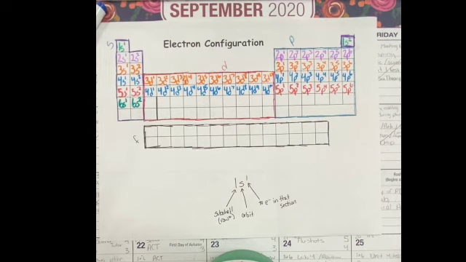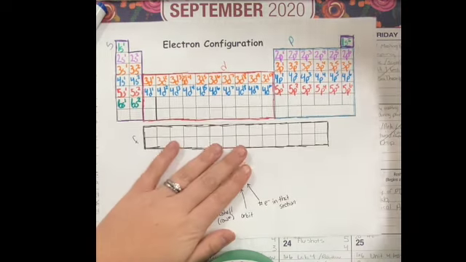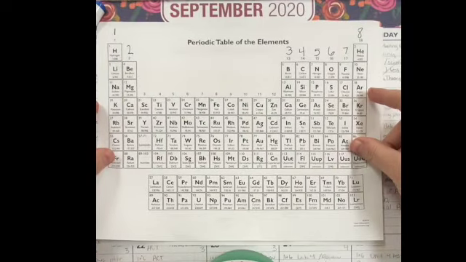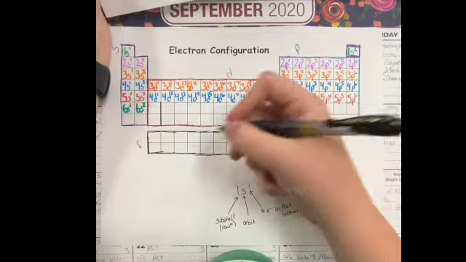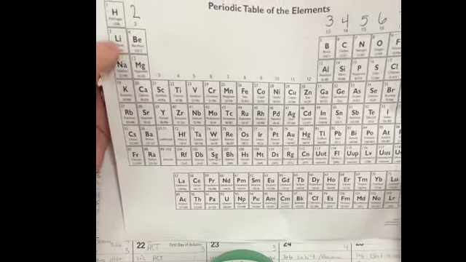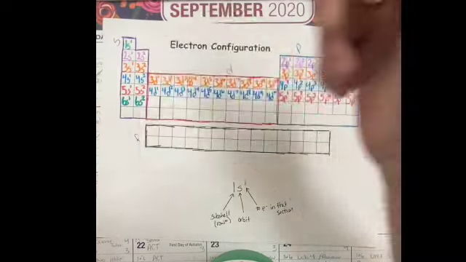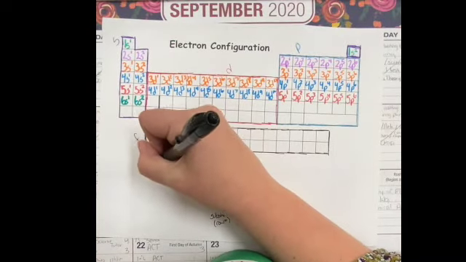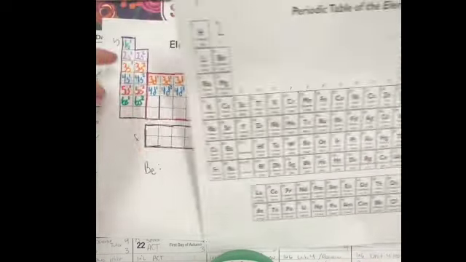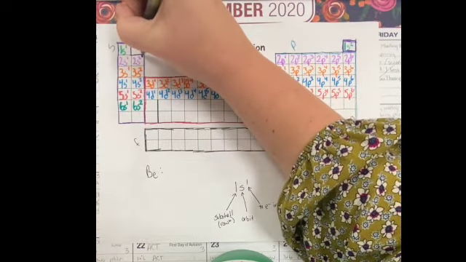All right, so how in the world do you write the electron configuration knowing this? So here we have a regular periodic table. Let's say we want to write the electron configuration for beryllium, so Be. Now this is the longhand. So you find where beryllium would be on here. So beryllium would be in this box.